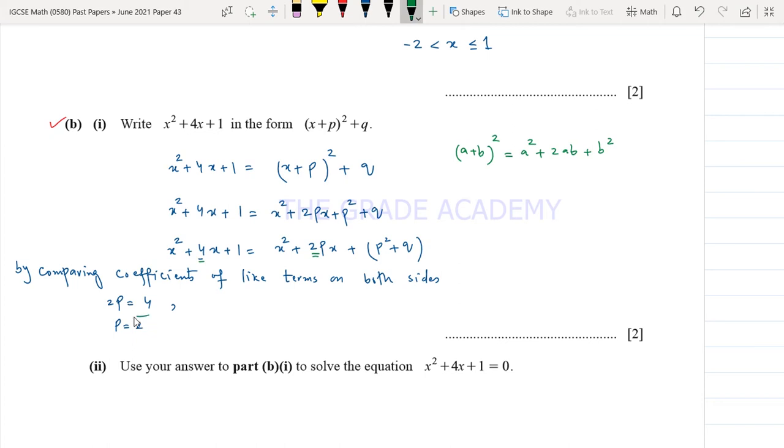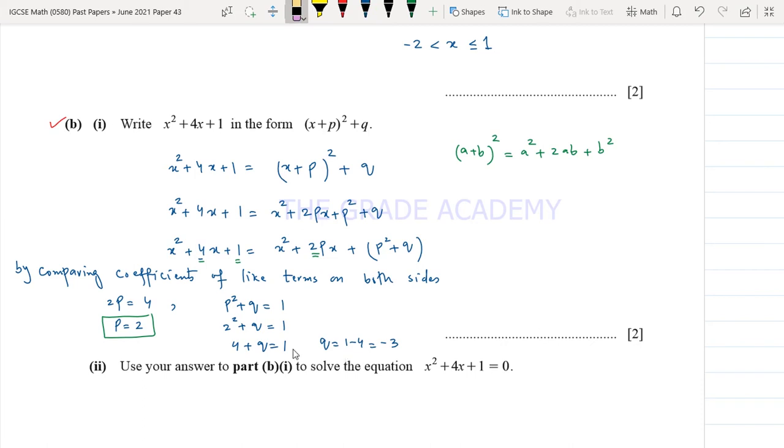And similarly, 1 must be equal to this constant term over here, which is p squared plus q. So p squared plus q is equal to 1. So replace p with its already calculated value, which is 2. So 2 squared plus q is equal to 1. So 4 plus q is equal to 1. So q will be equal to 1 minus 4, which is minus 3. So q is minus 3.